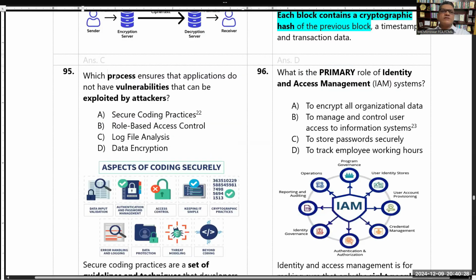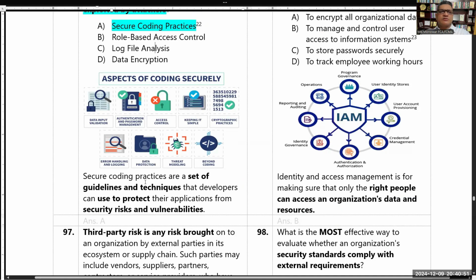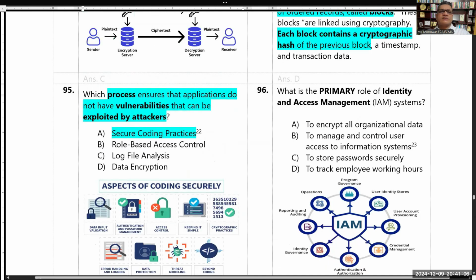Here also D. Which process ensures the application does not have vulnerabilities that can be exploited by attackers? The process is secure coding practices. Secure coding practices are a set of guidelines and techniques that developers can use to protect their application from security risks and vulnerabilities. Your answer is A.